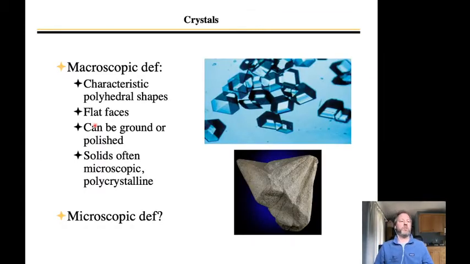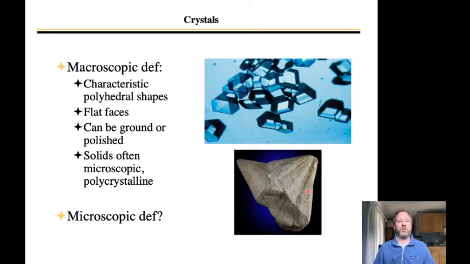Crystals, what are crystals? Well, we all sort of know what a crystal is. It's got a characteristic polyhedral shape, looks something like this. This is actually insulin that was grown on the space station or the space shuttle, I don't remember anymore. They have flat faces, they can be ground or polished. These are crystals too. These are rocks of some sort that have fused together into multiple crystals.